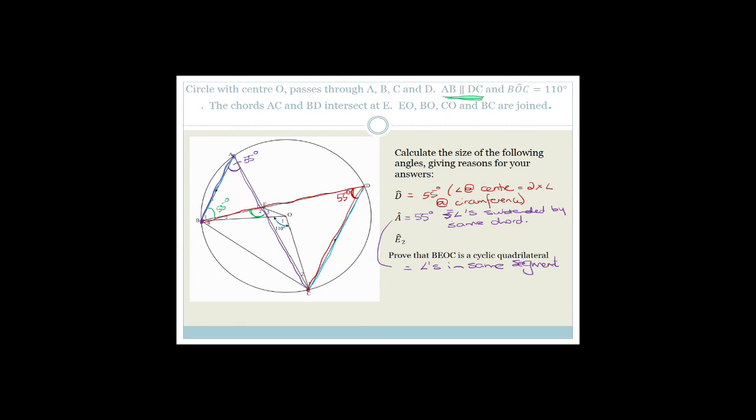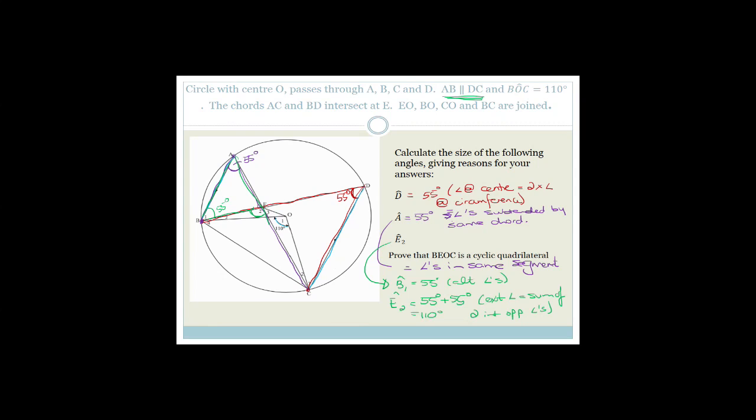So B1 is equal to 55 degrees. Why? Because it's alternate. So to get to E2, I need to say that angle B1 is equal to 55 degrees. Why? Because it's alternate angles, right? And then I can say, well, E2 is the exterior angle, which equals the sum of the two interior angles of that triangle. So I can say E2 is equal to 55 degrees plus 55 degrees, which equals 110 degrees. And why? Because the exterior angle equals the sum of the two interior opposite angles.